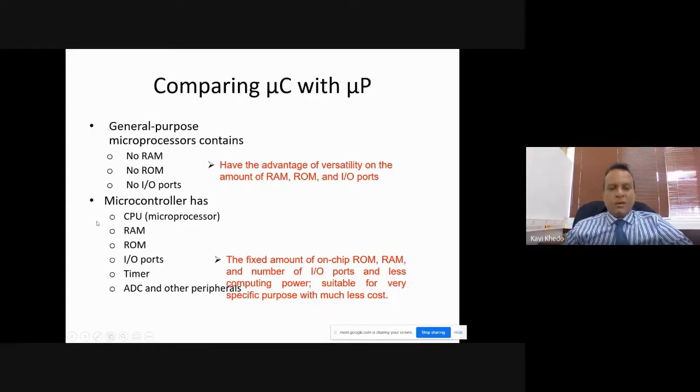As opposed to a microcontroller, it has its CPU, but the RAM, the ROM, I/O ports, timer, everything is integrated on the microcontroller. Here, the fixed amount on chip. This is what I was telling you earlier. Everything is on chip, integrated within the chip. The ROM, the RAM, the I/O ports. And it consists of less computing power. Normally, it is suitable for a very specific purpose with much less cost. Obviously, it costs much less.